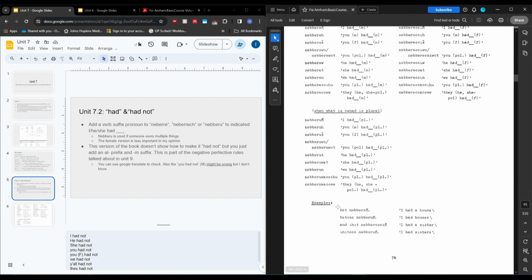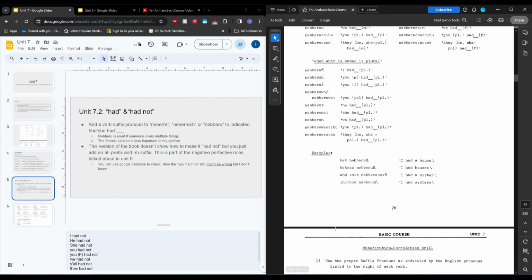And here are some examples. Beit neberein is I had a house. Beit och, which is plural, that's houses. Ne brun, like I had houses. And ihit, which is one sister or a sister. Ne beretchain, I had a sister. So this is sort of like feminizing your sister. You don't need to do that. You can basically say ihit ne berein, and it has the same meaning. Ihitoch ne bruin, like I had multiple sisters.